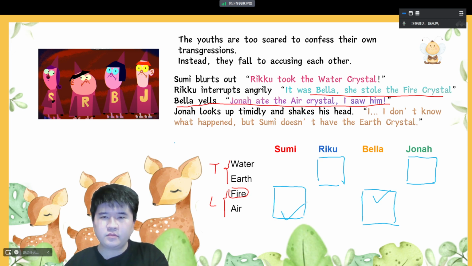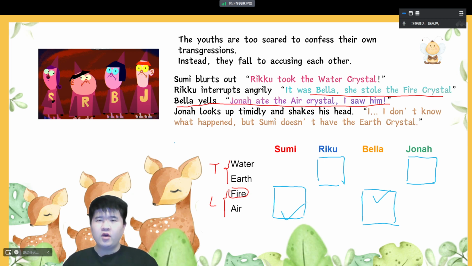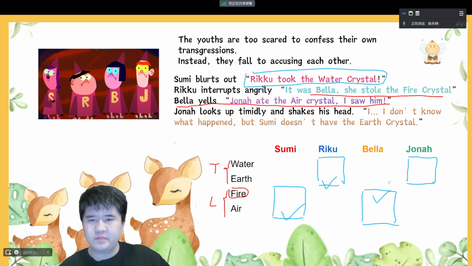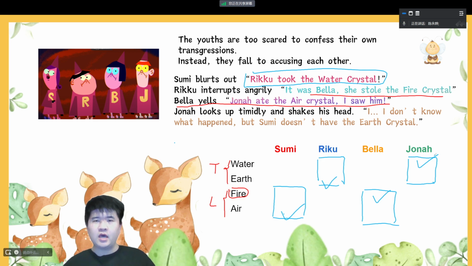And then there are only water and earth left. How can we find out? We go back to the beginning. Sumi said Riku took the water crystal, but because Sumi has the air crystal, what Sumi said is a lie. So Riku cannot be water, so he can only be earth, and the water will belong to Jonah. So this is how we find out who has which stone.